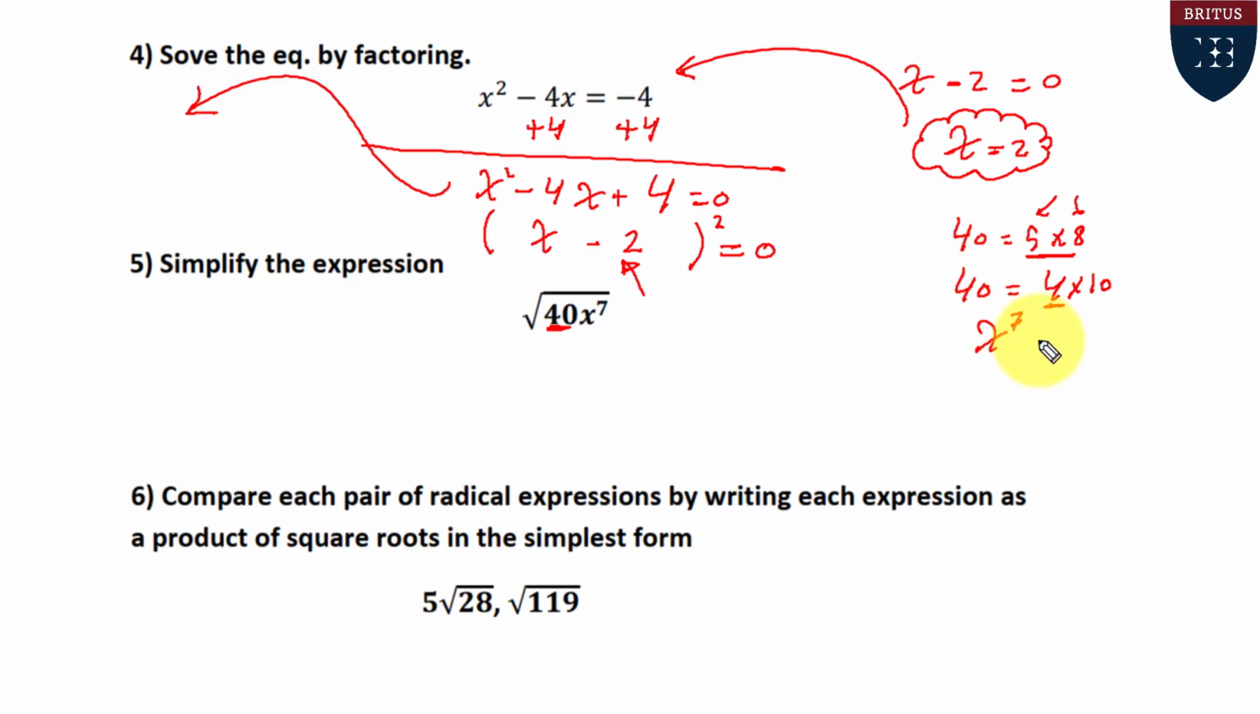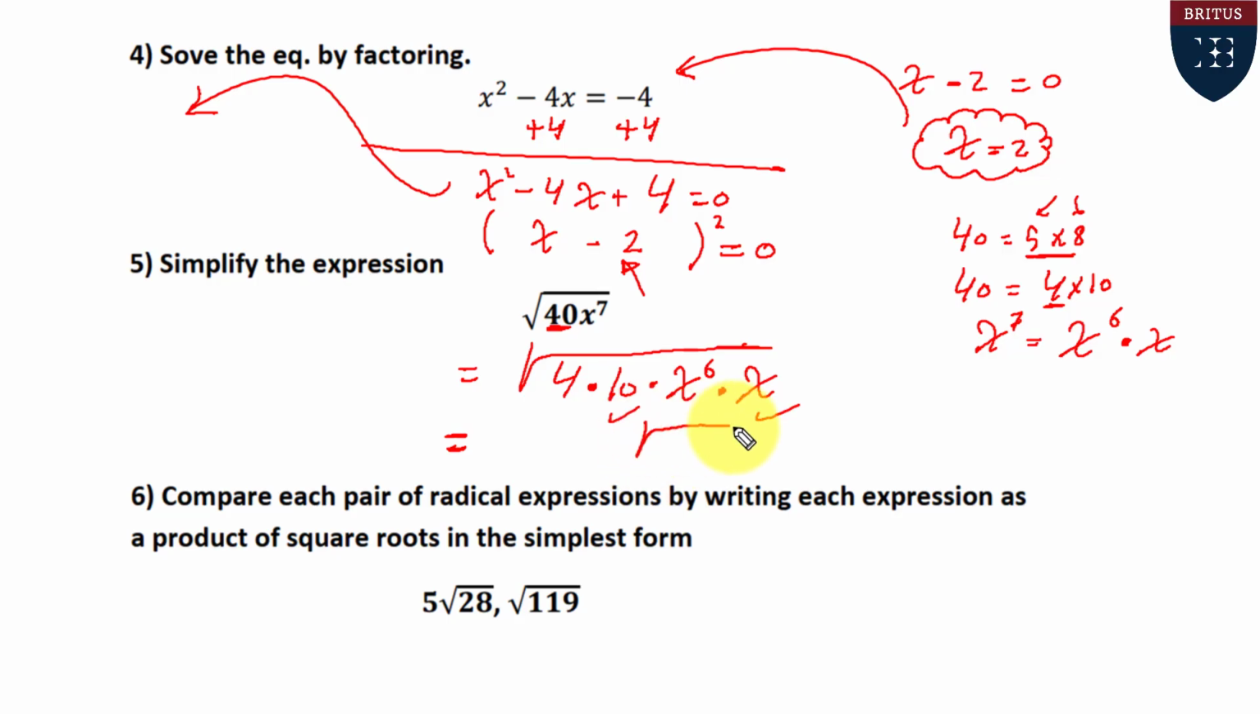X raised to the power 7, we can write it as x raised to the power 6 times x. Now we can write it as root 4 times 10 times x raised to the power 6 times x. Now ask yourself, which factor will be under the root? We have 10 and x, so we get root 10x. Why? Because they are not perfect square factors. Now root 4 equals 2, root x raised to the power 6 equals x cubed. So we get 2x cubed root 10x.